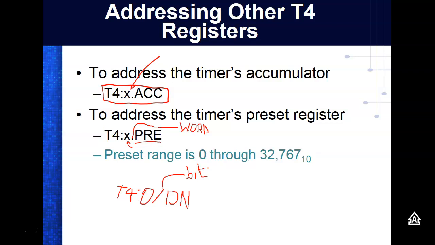If I want to address the accumulator, I'll put dot ACC. If I want to address the preset register, I put dot PRE. If I want to address the done bit, I put slash DN. If I want to address the enable bit, I put slash EN. If I want to address the timer timing bit, which indicates it's timing, right? I put slash TT.